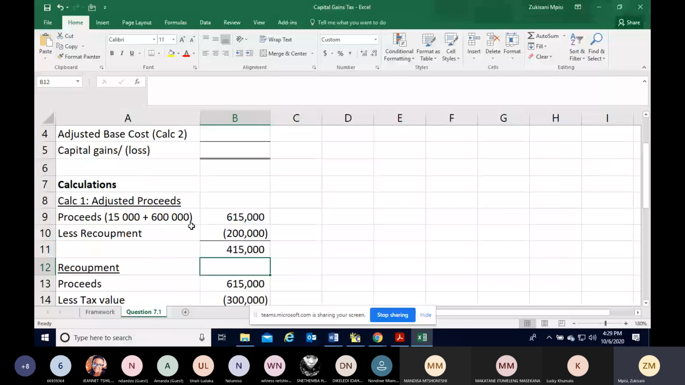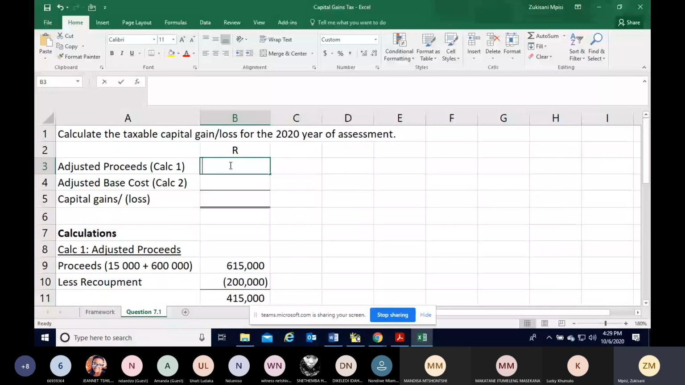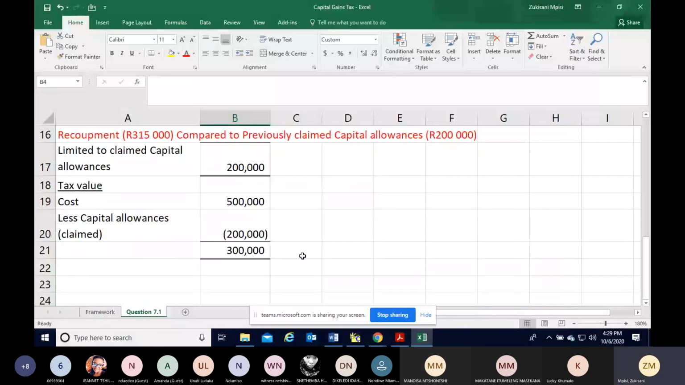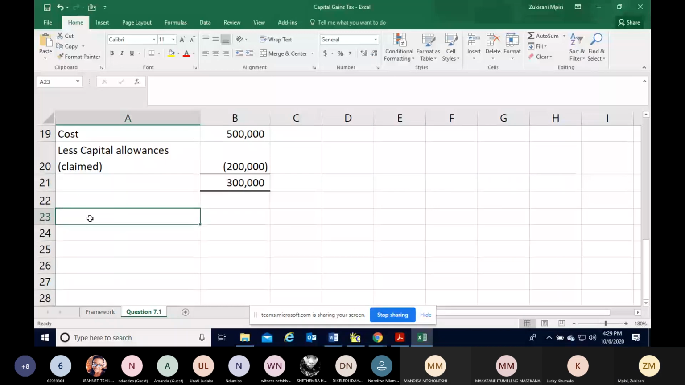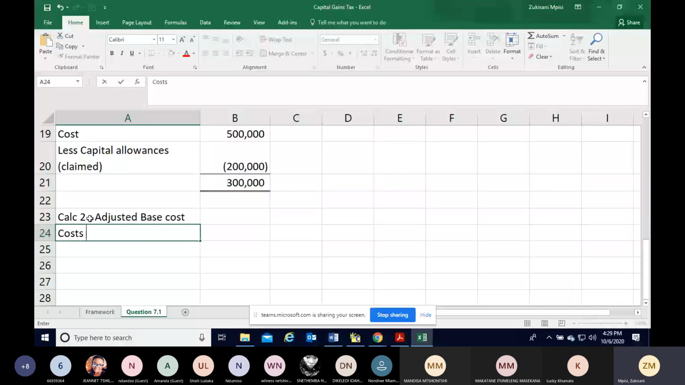415,000. So we can have our 415,000 there. Therefore, we move on and we now do calculation 2. Calc 2 is a calculation of adjusted base cost. So what is adjusted base cost? The important thing now is you need to assess, in terms of your costs, what is included and what is to be excluded in terms of the information that you are given.